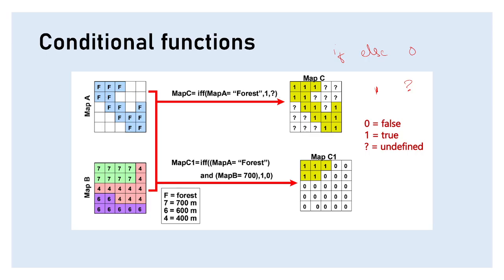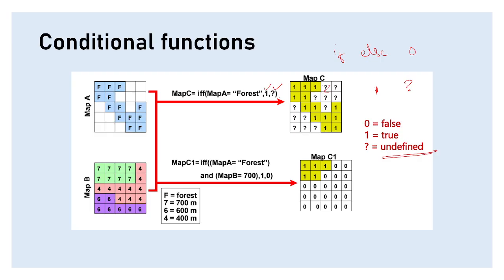IFF map A equal to forest comma 1 comma question mark. So this means that if this map A and you're generating map C, so in map C, if that grid is a forest F, then you give it as 1. If it is not, then you give it as this question mark, which means undefined. And you can see that is the same thing that has been done in map C. Wherever F is there, you gave it as 1, and wherever F is not there, we have put it as undefined. Okay.